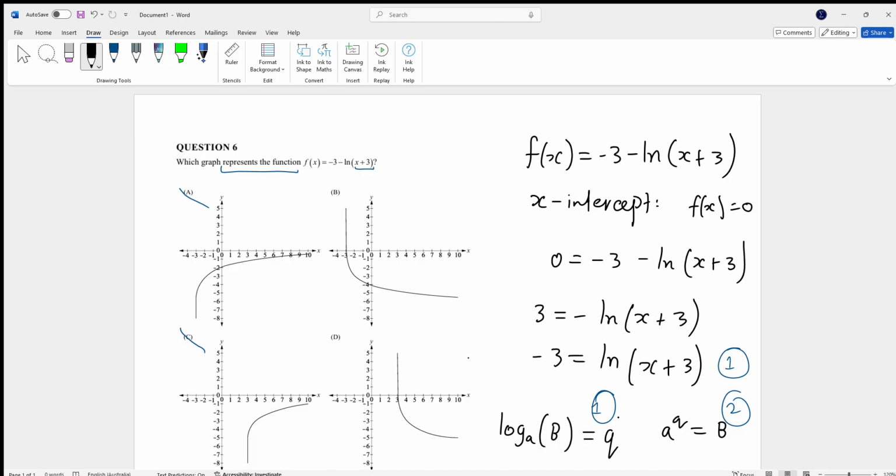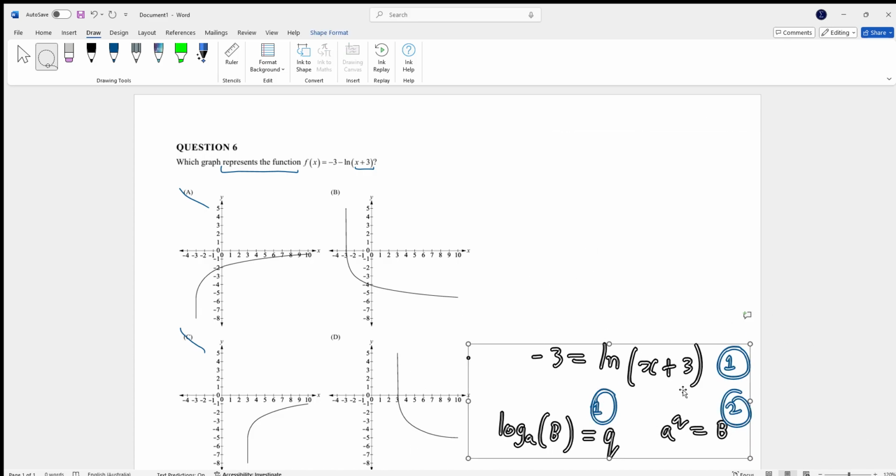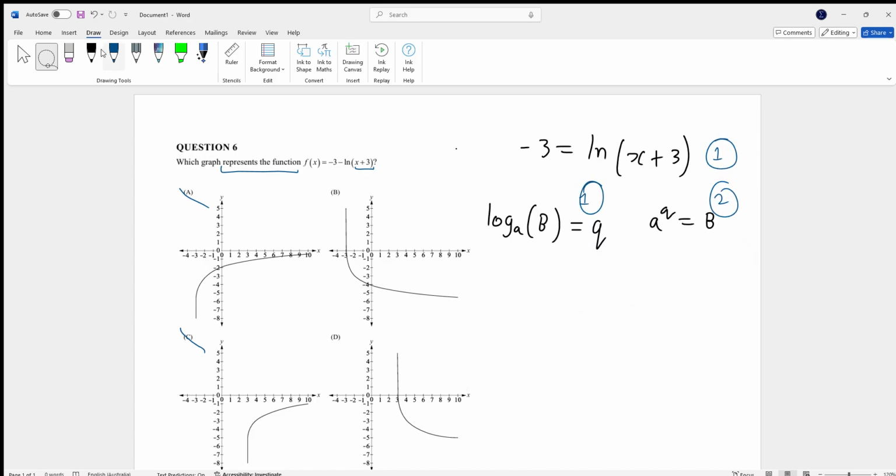Okay. So here, if I were to rub this stuff out, I'm going to get rid of that and move all this stuff up here. So what you're going to do is then rearrange it so you'll have e to the power of -3 equals x plus 3. Then you're going to subtract 3 from both sides. So x is equal to -3 plus e to the -3.